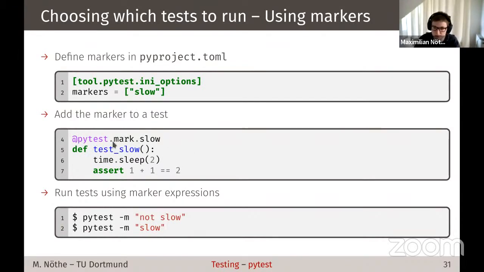So if I mark this test as slow because it just sleeps 2 seconds, I can then use the -m switch again to select tests that don't have this marker or that have this marker. So pytest -m slow would only run the slow tests, and pytest -m not slow would only run the not slow tests.